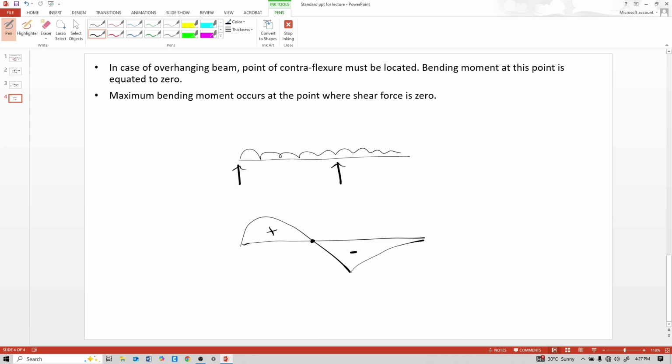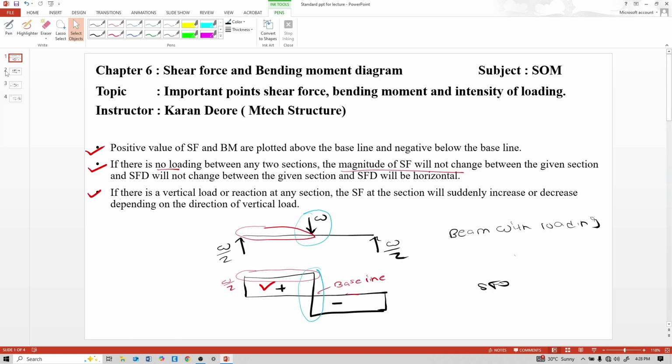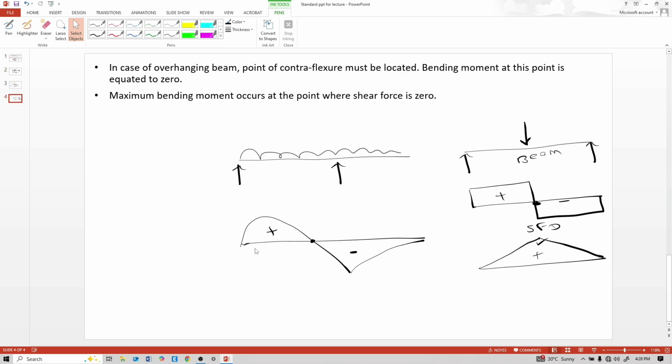Maximum bending moment occurs at the point where shear force is 0. For that, see again. This is the beam. This is the SFD. See here, shear force is 0 and maximum bending moment occurs here only, where the shear force is 0. So this way this topic is complete. Thank you very much.